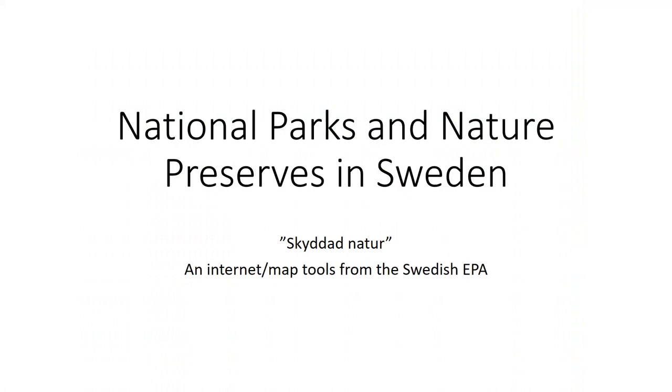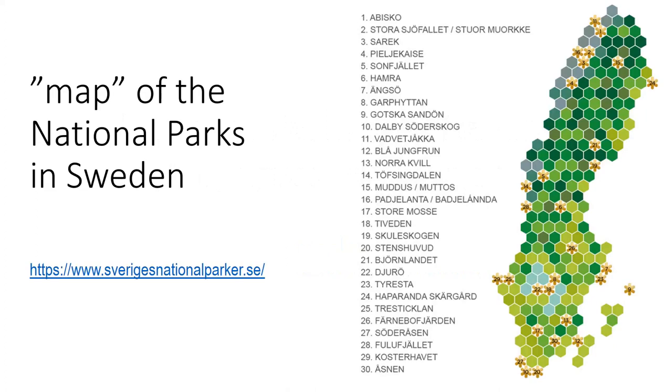I'm going to present information about a tool that the Swedish EPA has on the internet. This internet-based tool shows a map and information about the various forms of protected nature in Sweden. Before we go to the database and map tool having to do with protected nature in Sweden, I thought I'd show you a map, so to speak, of the national parks in Sweden. There are other maps we could look at.